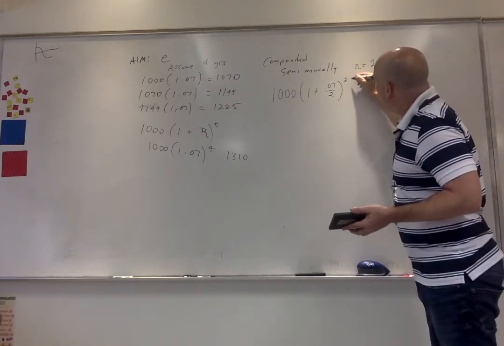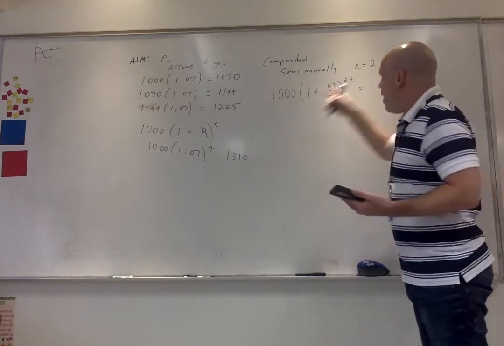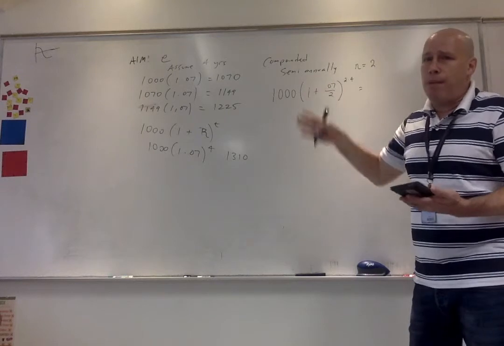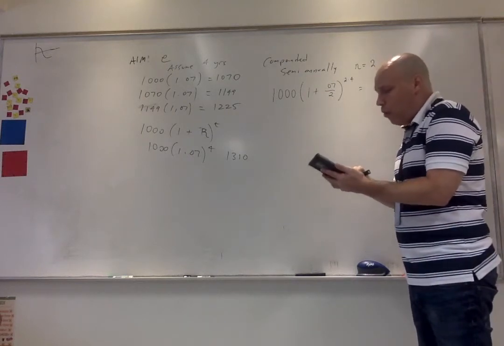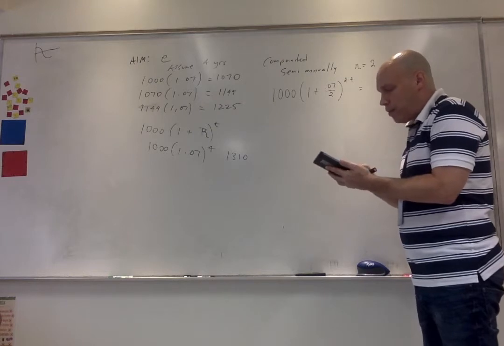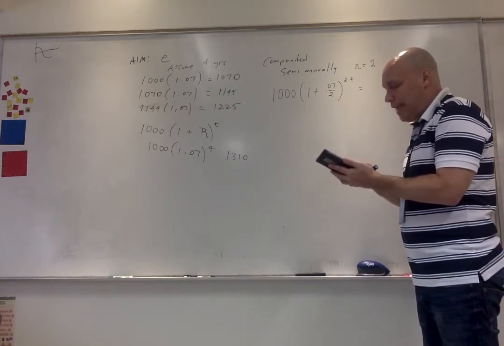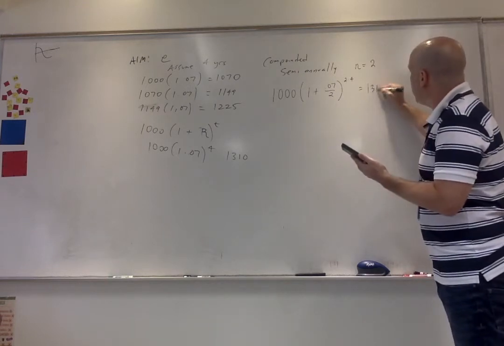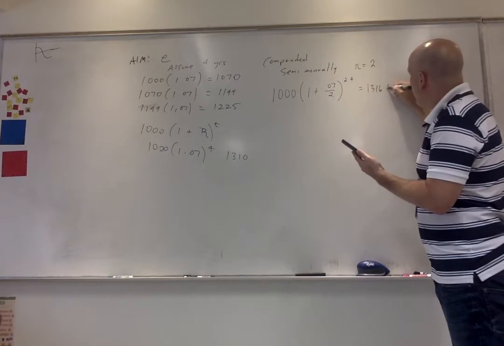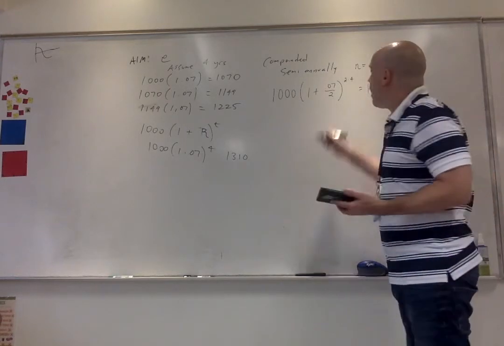Okay. So instead of doing it once every year, I'm going to do it twice a year, and that means I'm going to do it 8 times. So you're thinking, oh, well, if that's to the 4th, this to the 8th power, the money must be really big. But you discover that 1,000 times 1.035 raised to the 8th power is simply 1316.81.